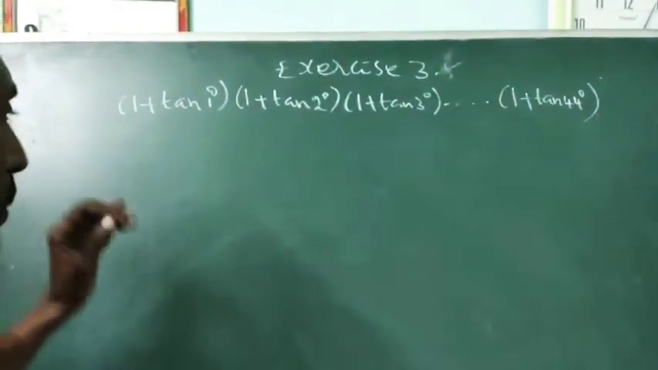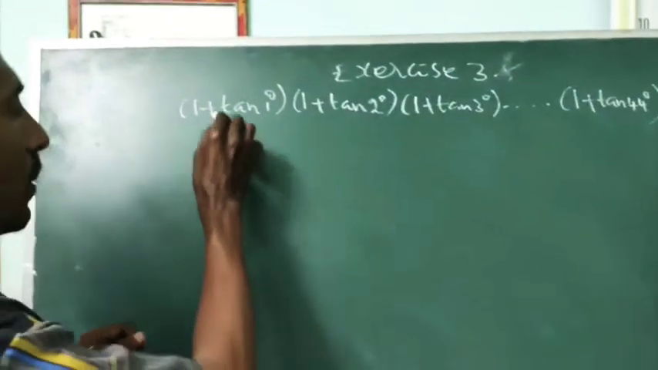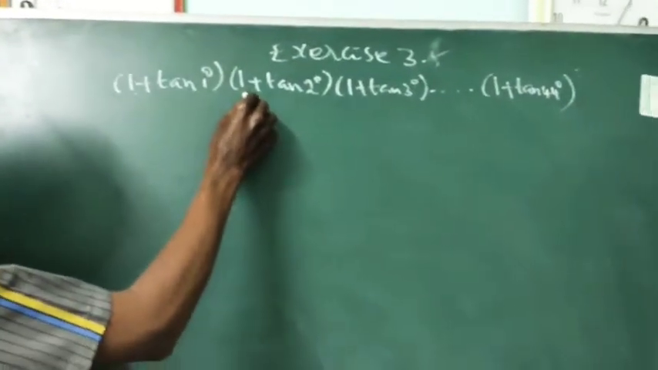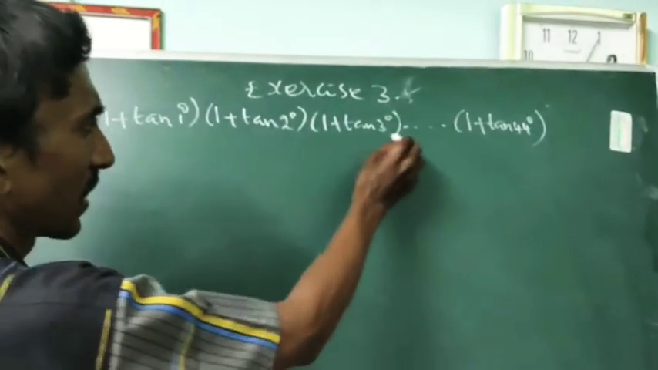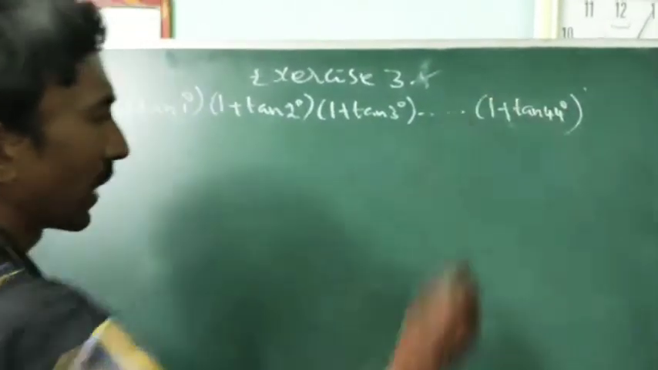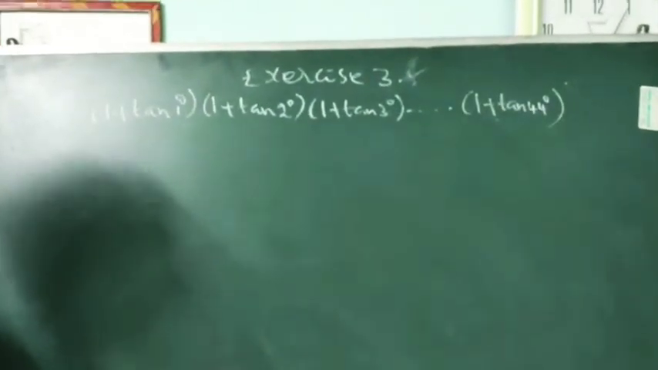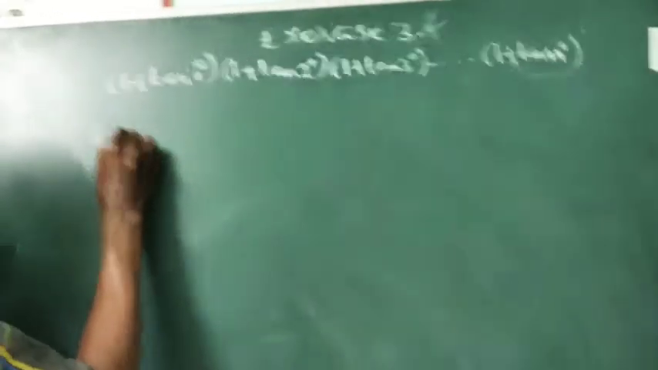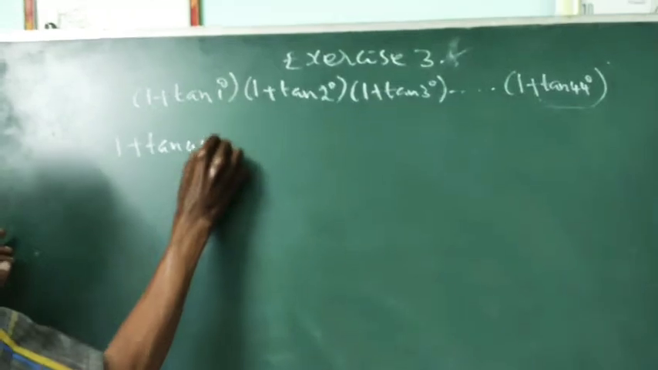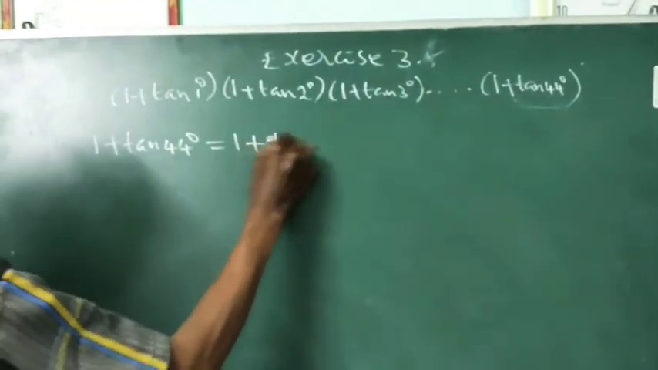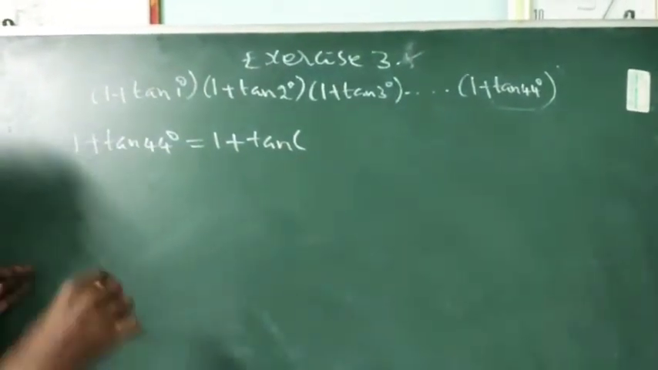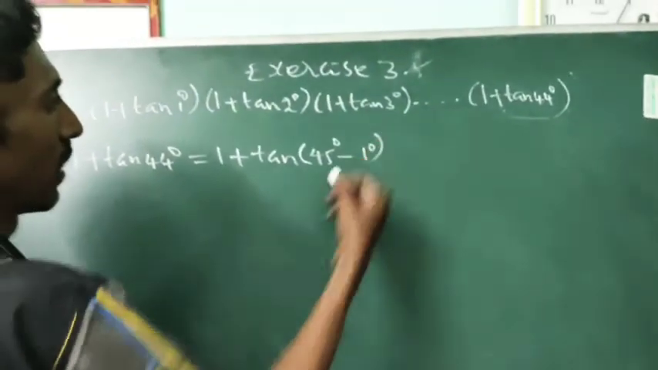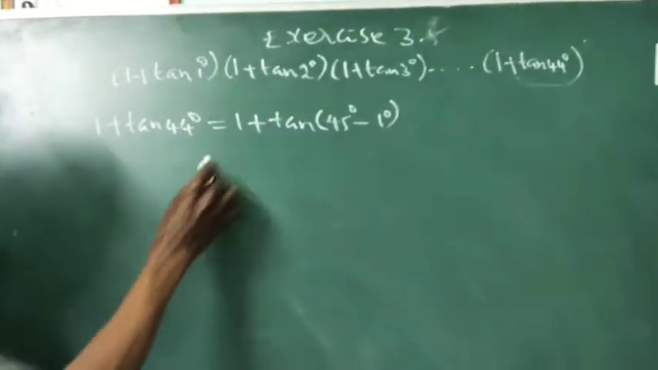Okay. So 7th question. Prove that the product of the terms (1 plus tan 1 degree) into (1 plus tan 2 degree) into (1 plus tan 3 degree) and so on up to (1 plus tan 44 degree) is a multiple of 4. So my dear student, first take the last term alone, 1 plus tan 44 degree. So we can convert it into a known value. 44 can be written as 45 minus 1.